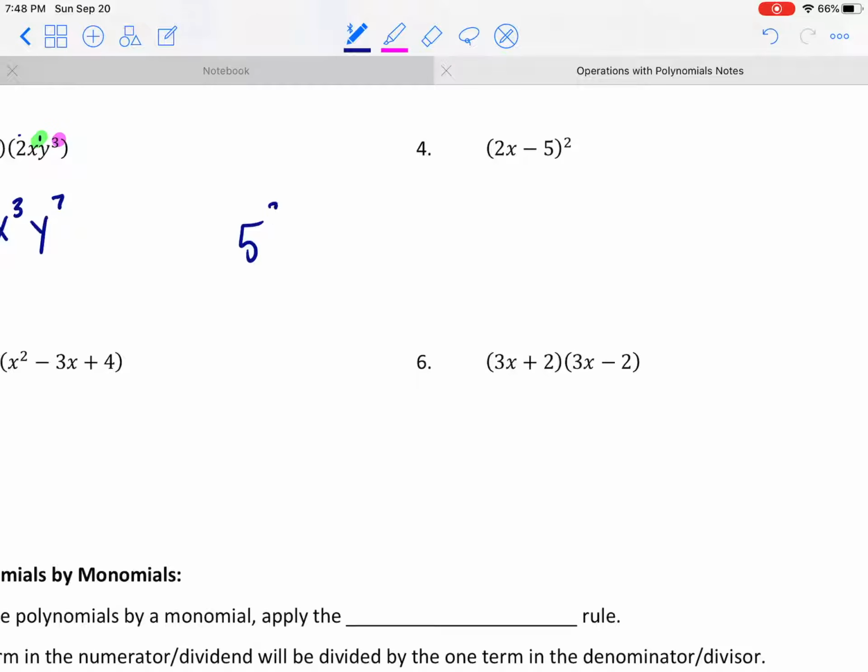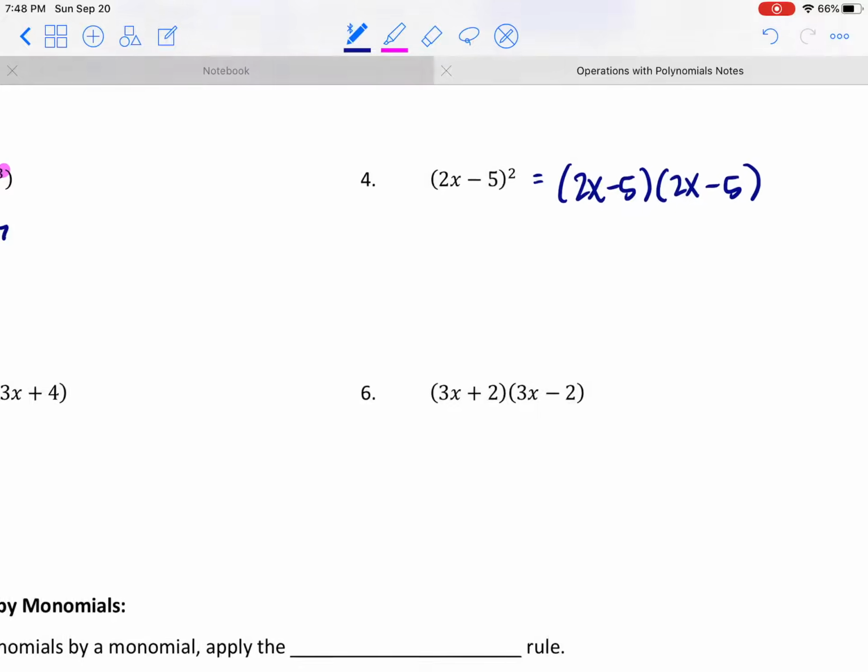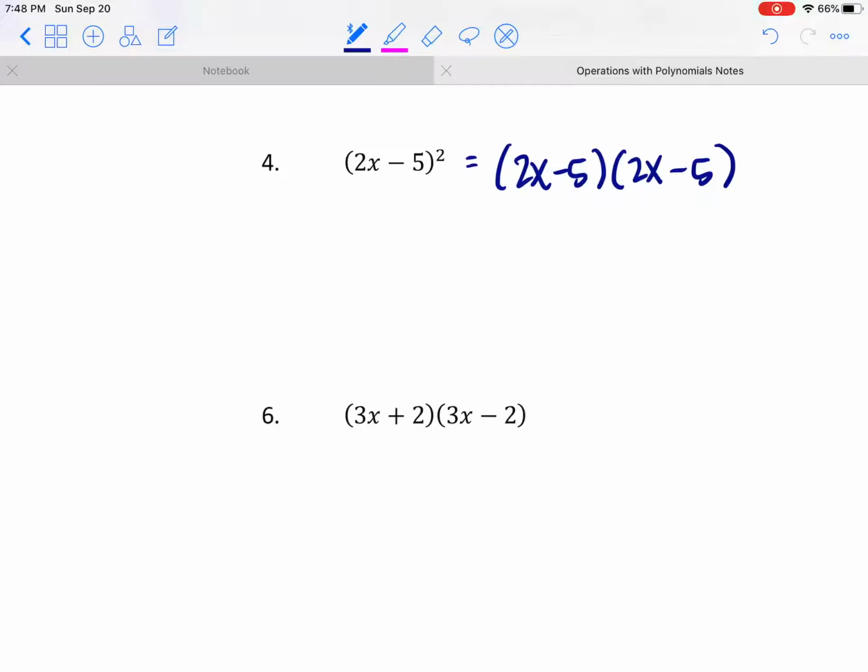So we have to remember what it means to square something. What does it mean to square something? Like if I said 5 squared, what does that mean? It means take the 5 and multiply by itself, right? That's the same concept here. 2x minus 5 squared means that a 2x minus 5 has to be multiplied by itself by another 2x minus 5. So if we look at this problem, we are multiplying 2 terms times 2 terms. So I know I should be using the product rule 4 times. Let me show you where all these 4 pieces come from.